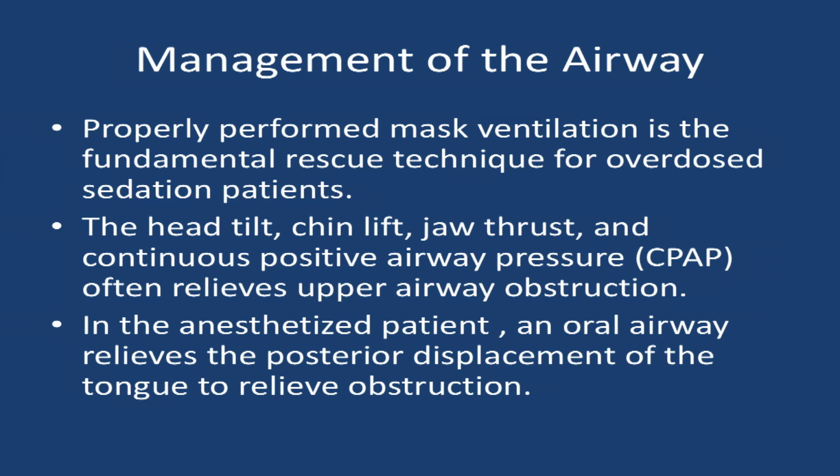The head tilt, chin lift, jaw thrust, and continuous positive airway pressure often relieve upper airway obstruction. The obstruction is caused by the collapse of tissue as a result of inflammatory elements, or the collapse of the upper airway due to the constriction of the soft tissue musculature. In the anesthetized patient, an oral airway relieves the posterior displacement of the tongue to relieve obstruction. When do you place an oral airway? You do that when the patient is unconscious.